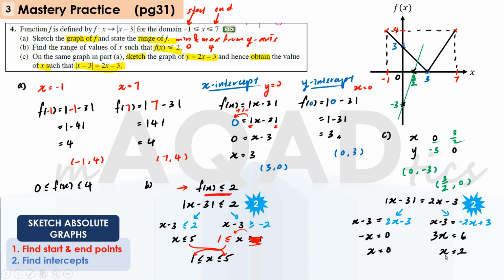So now we have 2 answers, but here we only have 1 intersection point, right? So we just need to look at the values that we have here. The x value should be between 3 over 2 and 3. So technically we can reject this one, x equals 0. So x equals 2 would be our answer.